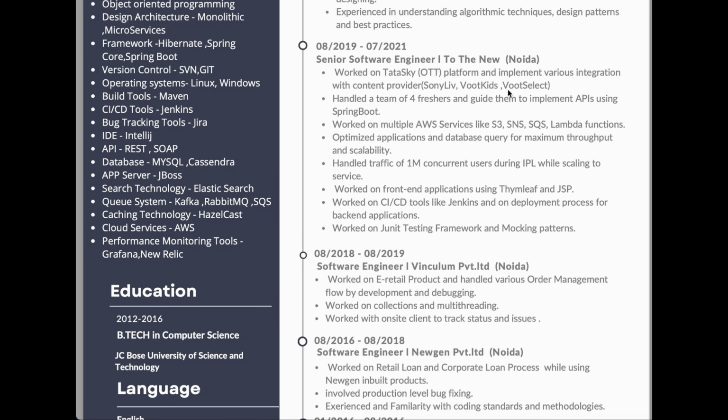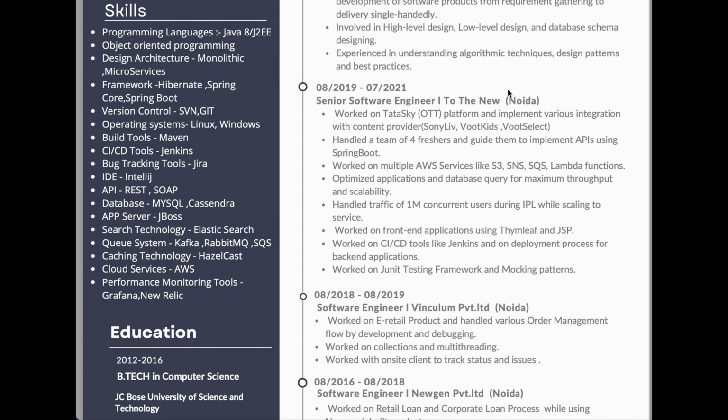Always pay attention to mention good things about your projects, not the very simple things like I have debugged the issues and other things. If you see the content, like I have handled a team of four freshers, and I have worked on AWS services, always mention such content, so that it can show your versatility about the work that you have done in a project.